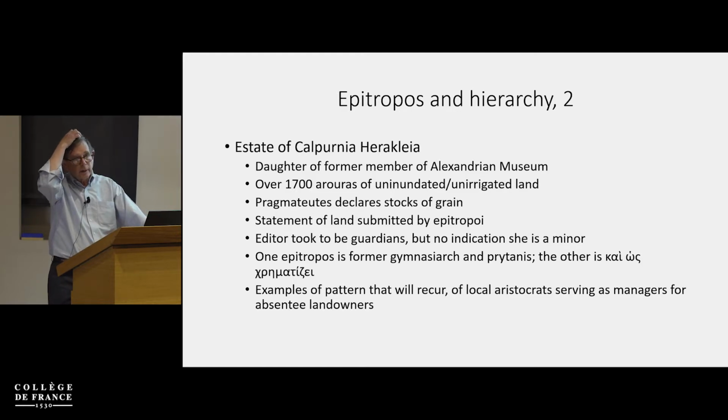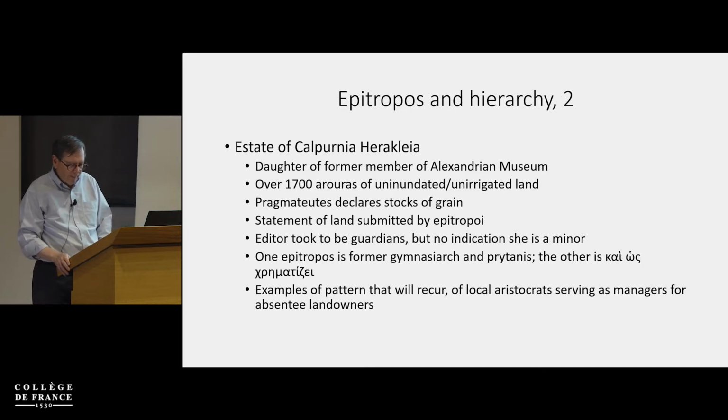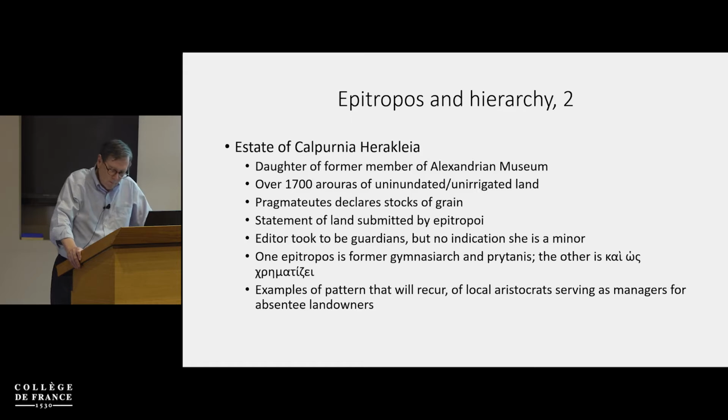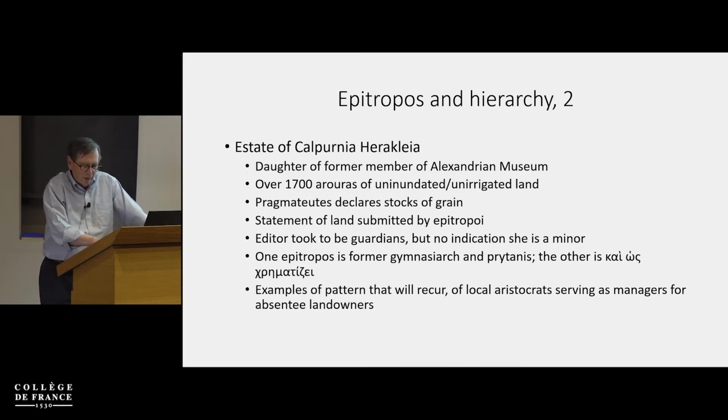Not much later, we encounter Calpurnia Heraclea, a daughter of a former member of the Alexandrian Museum. From a declaration in 245, we see that she had over 1,700 aruras of uninundated or irrigated land in the Eastern Toparchy, and in the next year, her pragmateutes declares stalks of grain in her hands. Here it is clear that the pragmateutes is private.